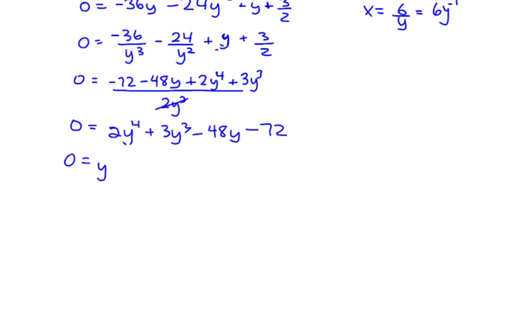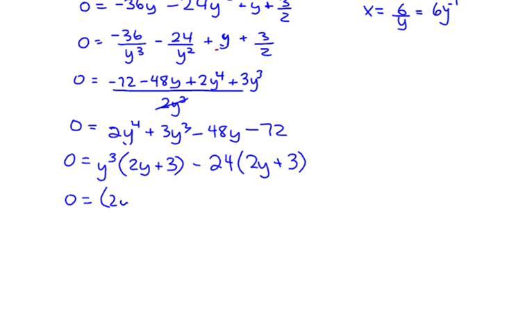No, it's just because... I'm so used to factoring the common denominators. It threw me off. Okay, so we're left with 2y plus 3. What can we factor out of those two? Minus 24. So it becomes 2y plus 3 and y cubed minus 24.